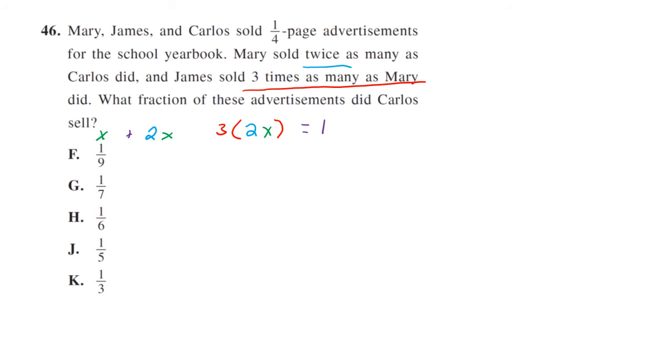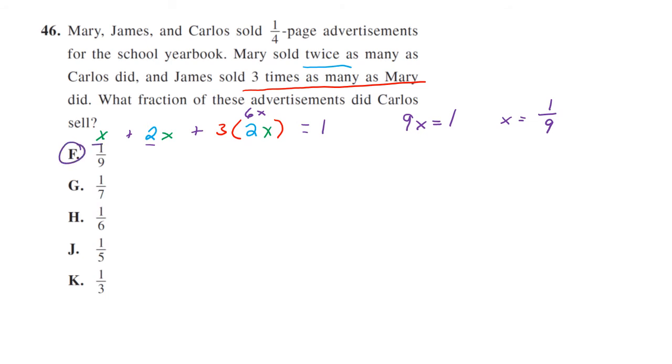x plus 2x plus 3 times 2x, so it's going to be 6x. So 6, 7, 8, 9. 9x equals 1. x equals 1 over 9. And we're looking for x, so your answer is F.